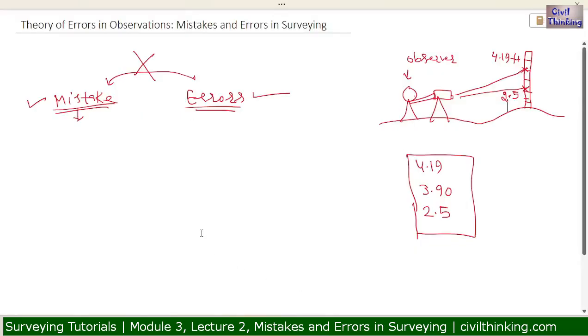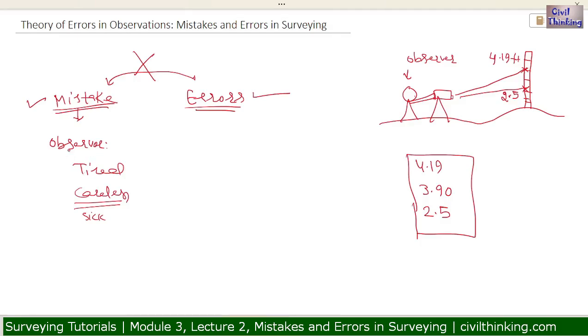So basically, why does this happen? If it was 3.19, why did the observer think it was 4.19? The reason is that the observer can be tired, or careless. Maybe the observer is sick, for example, or he is tired, or he is careless, he doesn't care much. So the observer makes mistakes.